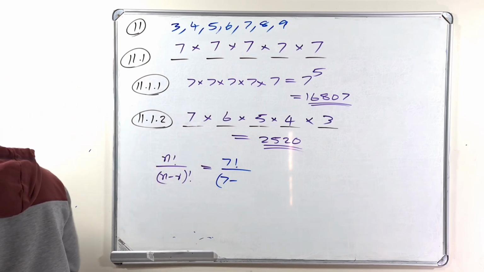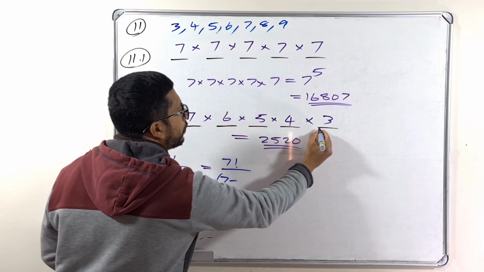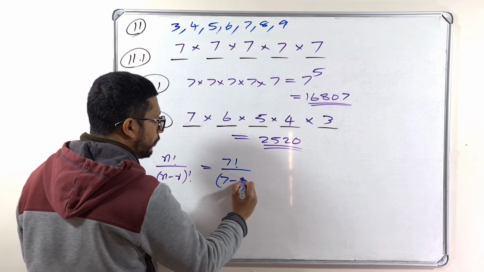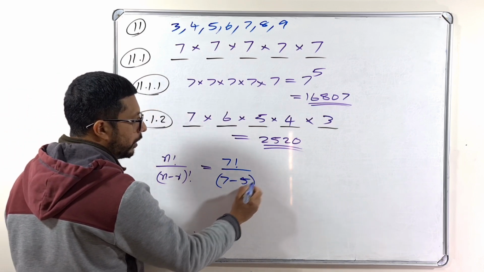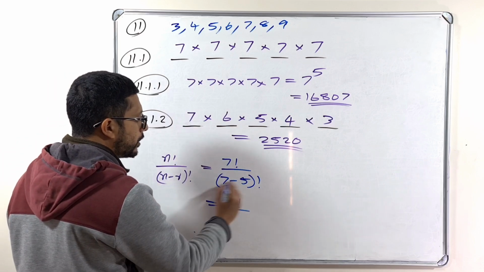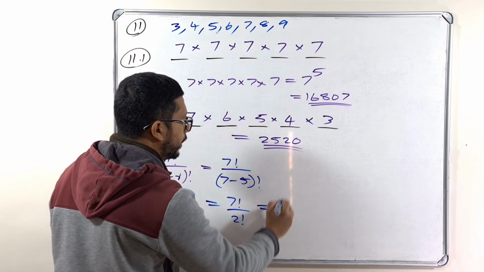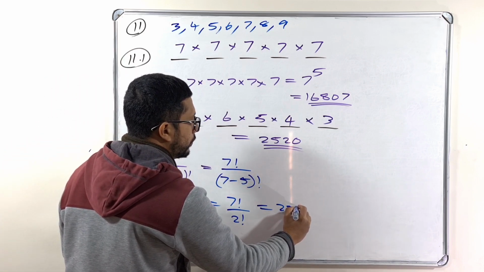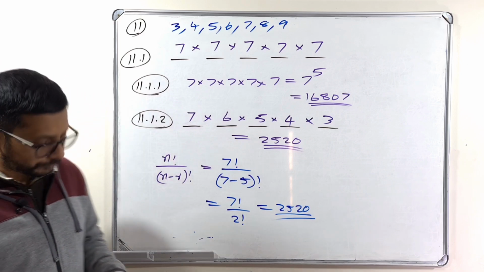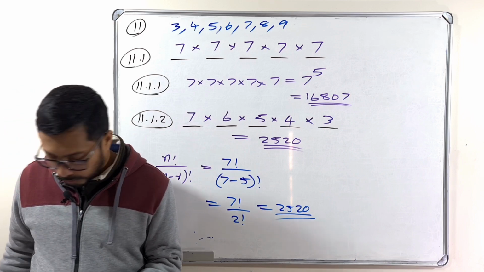How many positions do you have here? 1, 2, 3, 4, 5 positions. That means it is minus 5. R stands for that 5. So 7 factorial divided by 7 minus 5, which is 2 factorial. Check in your calculator, you will get the same answer, 2520. This way also you can do. Okay, now next question number 11.2.